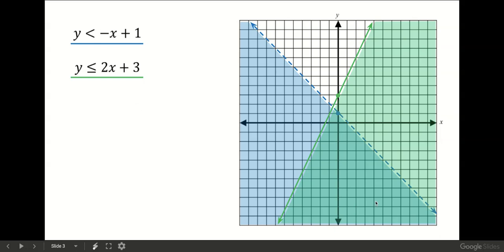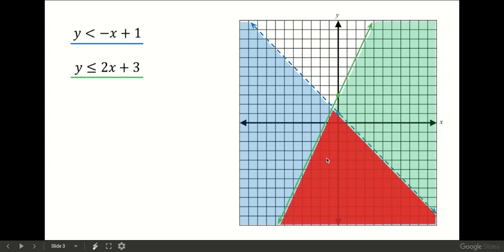So basically, they overlap in this area right here that I've shaded in red. So any points that are in this red shaded area and on the green line would work as a solution. Anything that's outside of the red shaded area or on the blue line do not work as a solution, right? So this is a graphical representation of the solution to this problem.